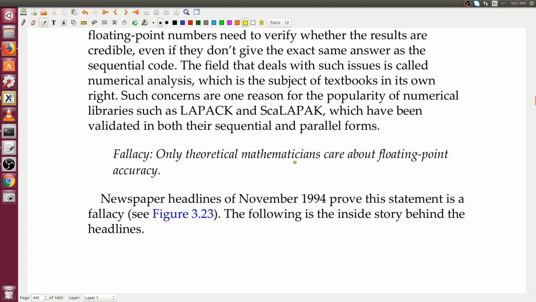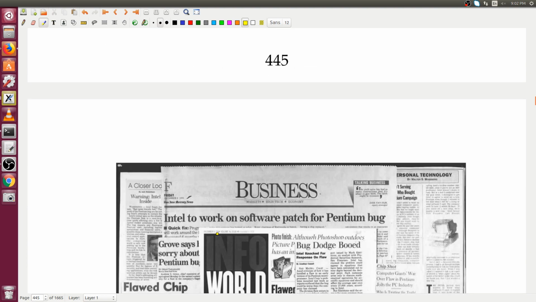Another fallacy. Only theoretical mathematicians care about floating point accuracy. Well, that's not true. If you're a physicist, you probably care about it. If you do many operations on spreadsheets, and say you're in the finance sector, having a single instruction failure could be very, very bad for you. Okay.